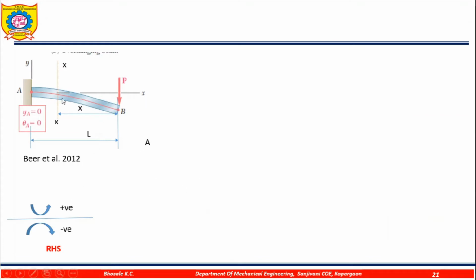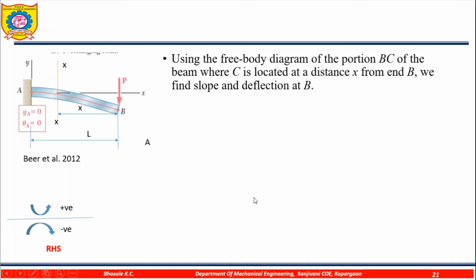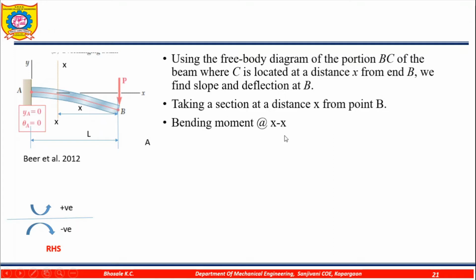So we'll take the bending moment sign conventions. Using the free body diagram of the portion BC of the beam, where C is loaded at a distance x from the point B, we will find out the slope and deflection at point B. We'll take the section XX at a distance of x from point B. Taking a section at a distance of x from point B, we'll find out the bending moment about the section XX. So M will be equal to, as this is going in the clockwise direction, it is negative. It is going in the clockwise direction, so it is minus P into x, load into distance.